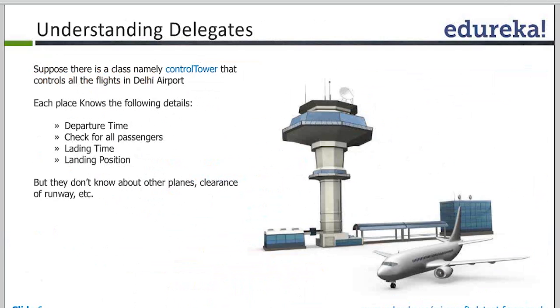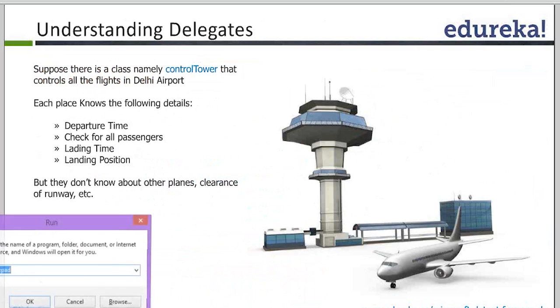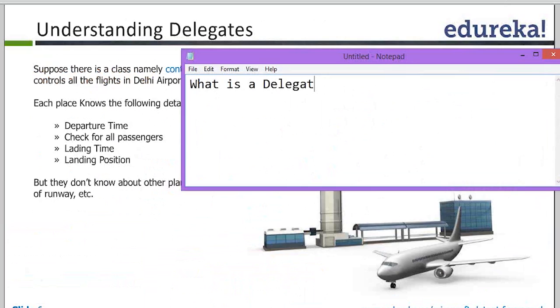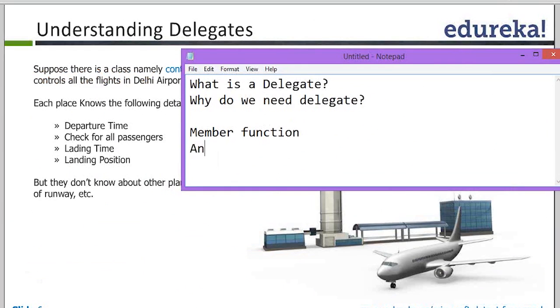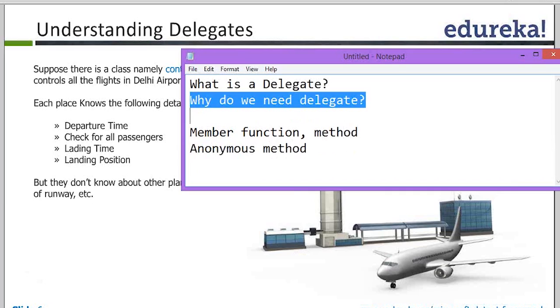Okay, let's have a detailed look into the delegate. What is a delegate, and why do we need a delegate? In this concept we will also discuss what a member function is in detail, and we'll also discuss something called anonymous member functions. Generally, member functions are also called methods, so we'll also see anonymous methods. These are related to delegates.